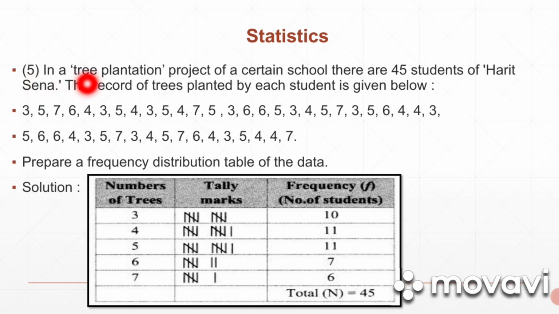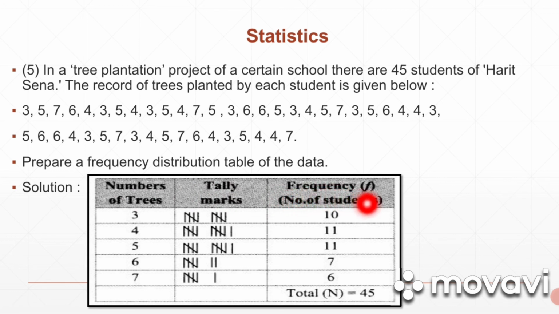Question 5. In a tree plantation project of a certain school, there are 45 students of Harit Sena. The record of trees planted by each student is given below. From the given data, prepare a frequency distribution table. We will arrange this data in the ascending order and then prepare a frequency distribution table which will comprise of number of trees, which is the score, tally marks, and the number of students, which is the frequency.